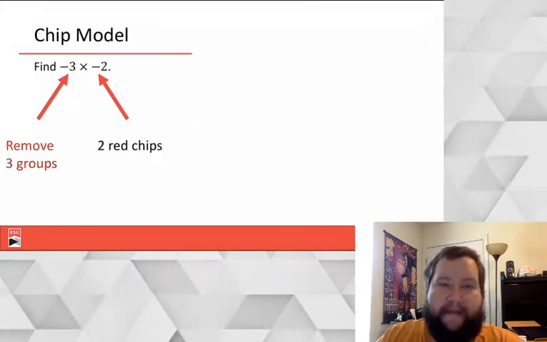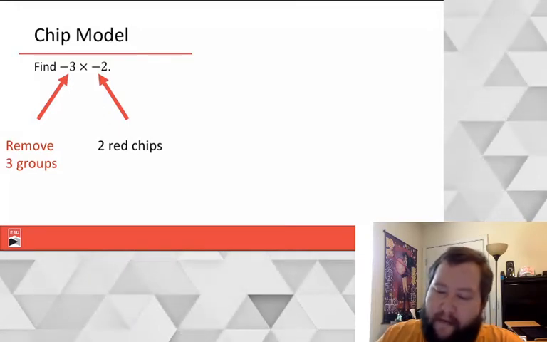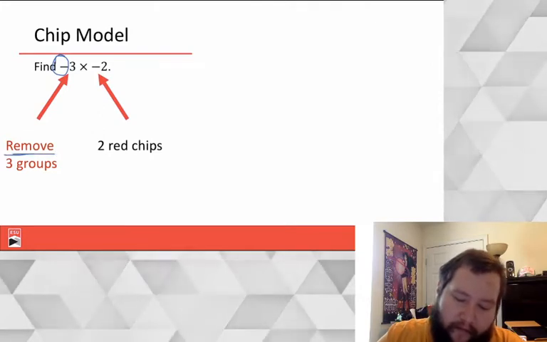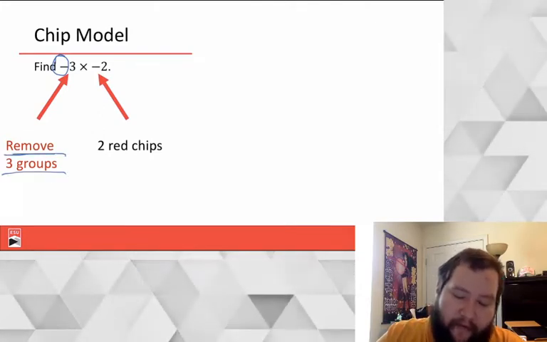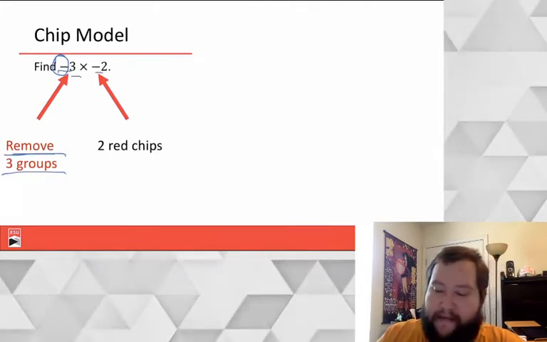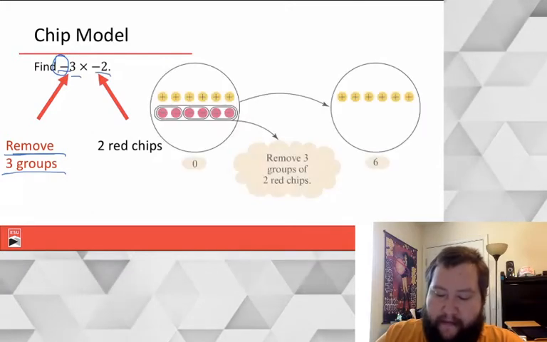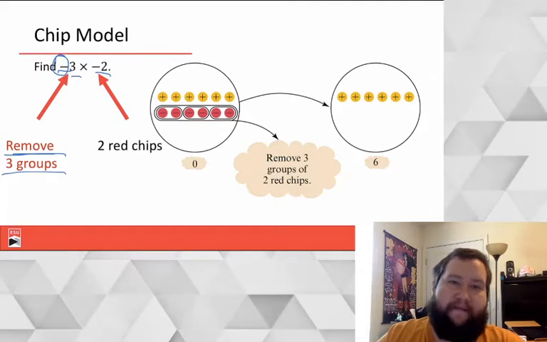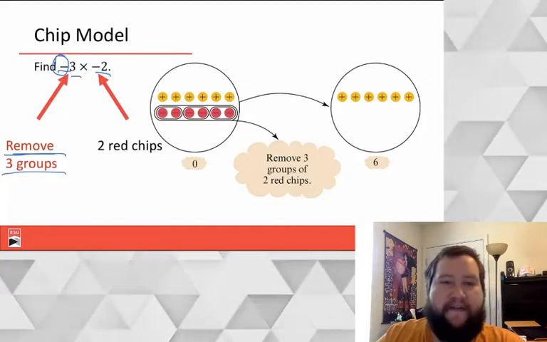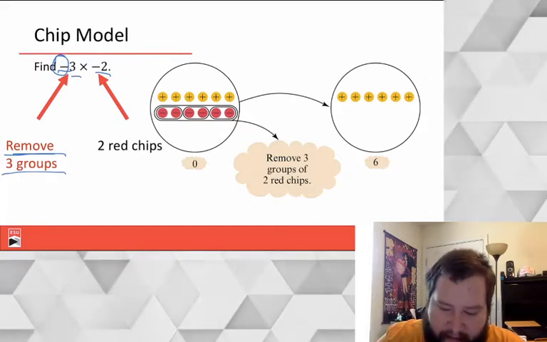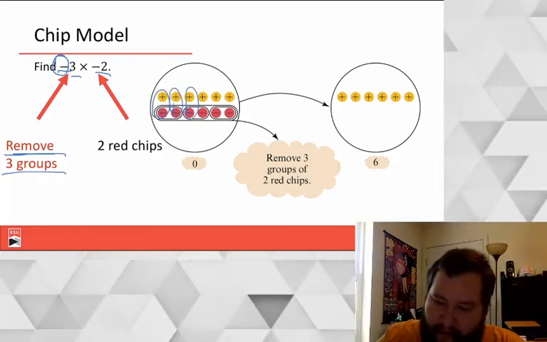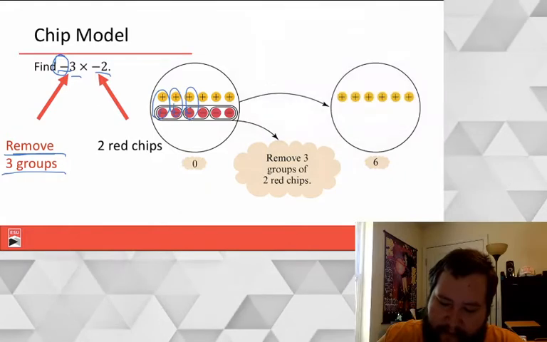Now what if we have -3 times -2? Well, now we're going to interpret this minus as remove 3 groups. So remove 3 groups of -2. So suppose we start with 0. We can add 0 to it as many times as we want. That's all of these so-called 0 pairs, right? We can do as many of those as we'd like.